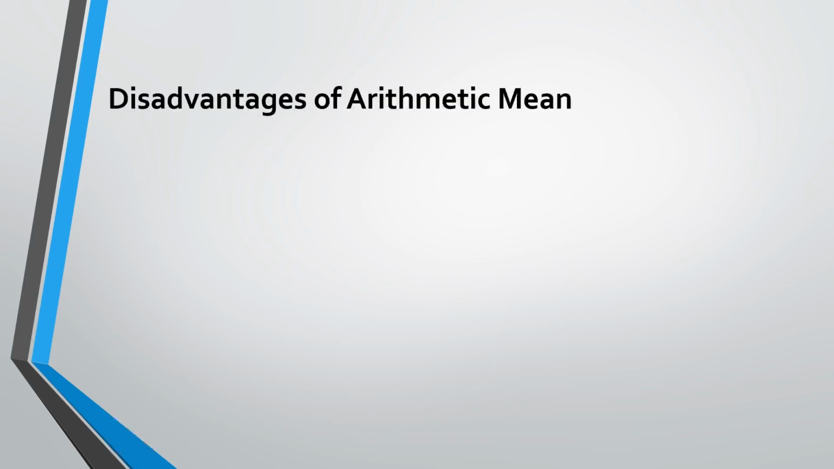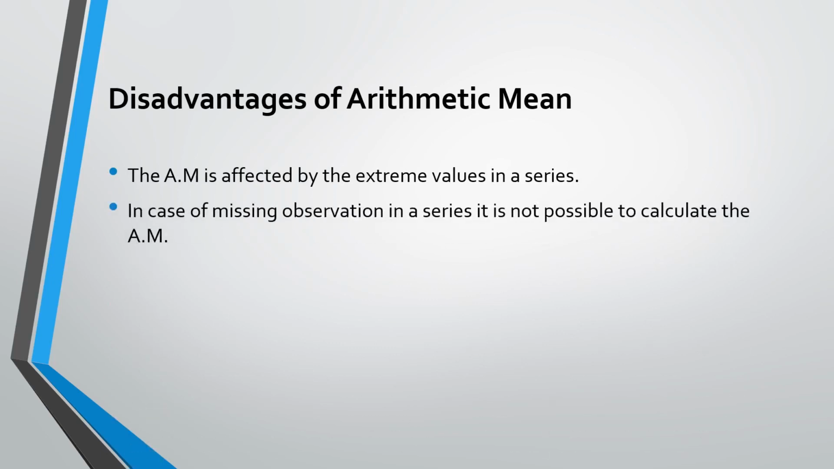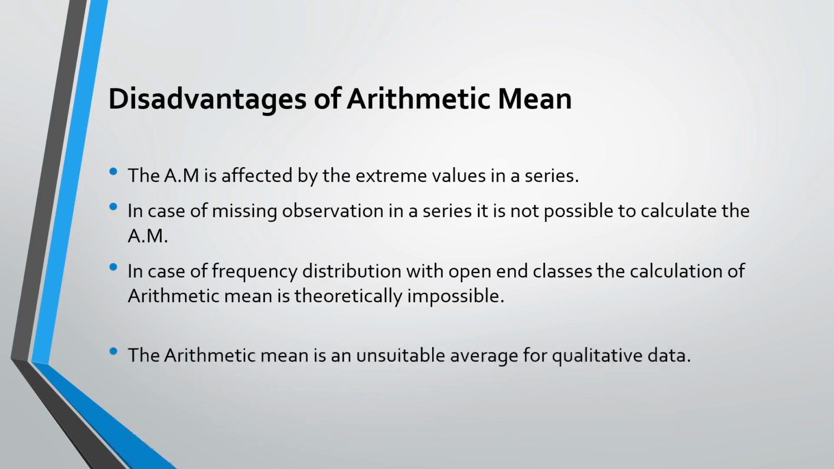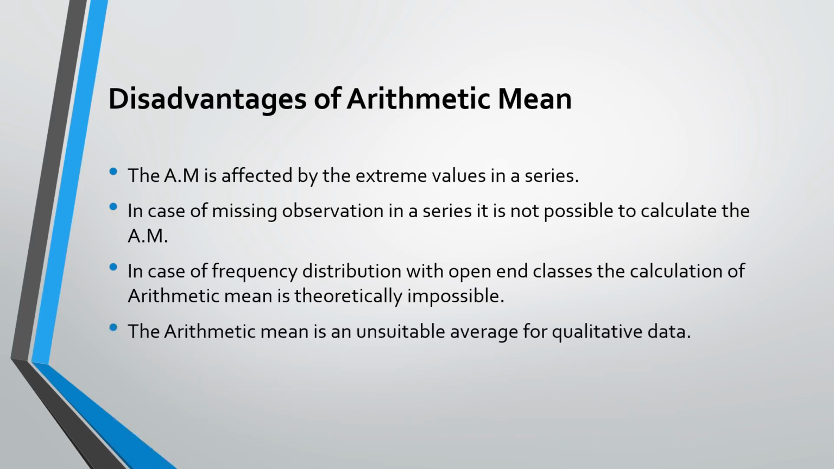And next, disadvantages of mean. So first one is the arithmetic mean is affected by extreme values in a series. In case of a missing observation in a series, it is not possible to calculate the arithmetic mean. In case of a frequency distribution with open-ended classes, the calculation of arithmetic mean is theoretically impossible. The arithmetic mean is an unsuitable average for qualitative data.